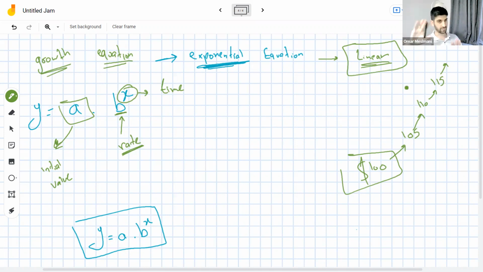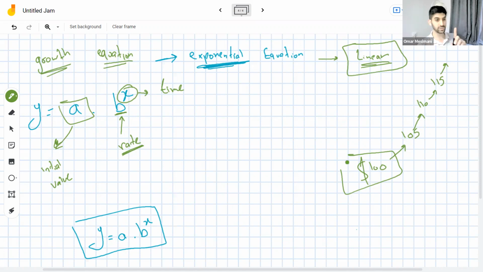The linear function is increasing. There is a rate. I have an amount of increase, but it doesn't double. It's not about doubling. It's about a constant value. It's about increasing by the same amount each time.